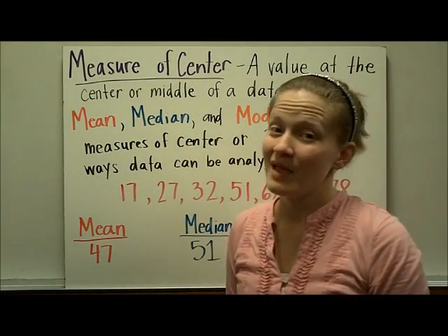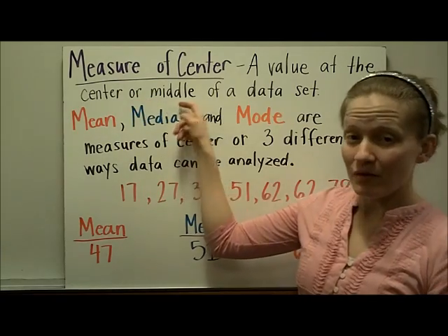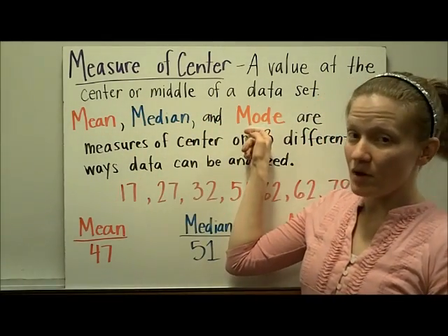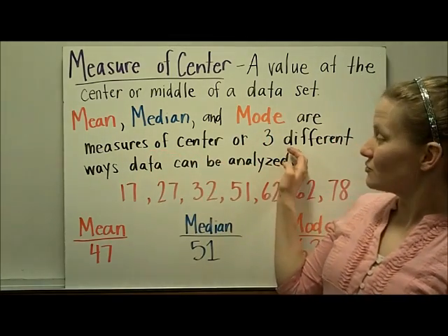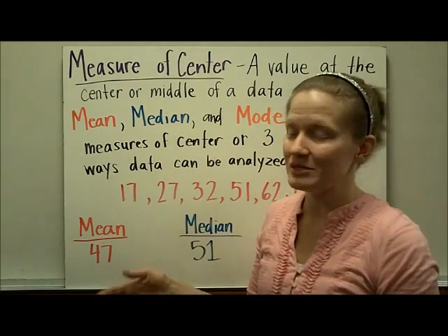Measures of center. A measure of center is a value at the center or the middle of a data set. Mean, median, and mode are all examples of measures of center, or in other words, three different ways that data can be analyzed or described or represented.